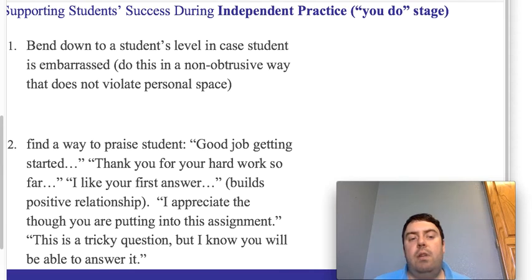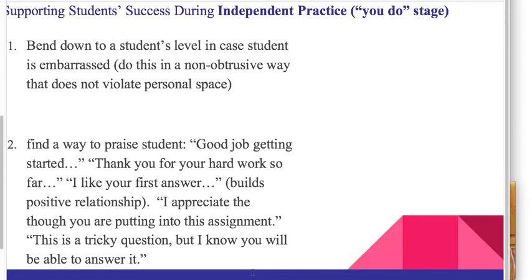When you see a student who needs help, make sure you always praise the student for their effort, how they've gotten started on the work, how they're trying, how they're interested and want to be successful, and they're asking good questions, or they've made some great progress, or that they have the ability to answer this question. They're very smart and they can answer it. So praise is very important.